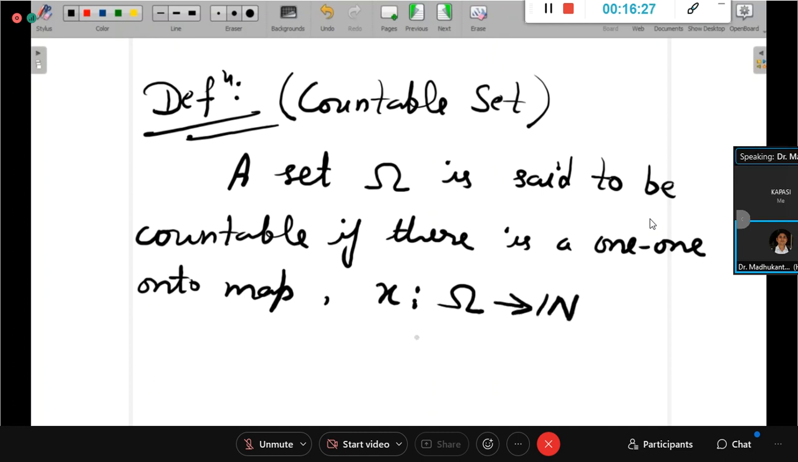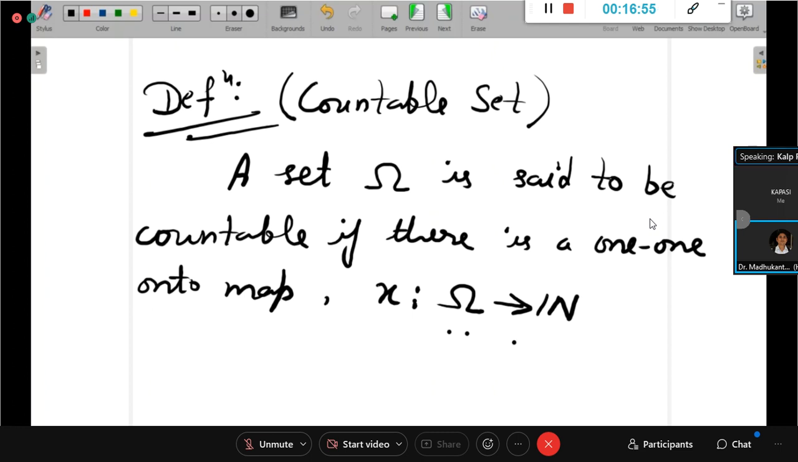So a one-one onto map could be defined either from the set of natural numbers to omega, or from omega to the set of natural numbers. Either way works, because whenever a map is one-one onto, the inverse also exists. You can talk about this. How would you assign these? I mean, what does countable set mean?